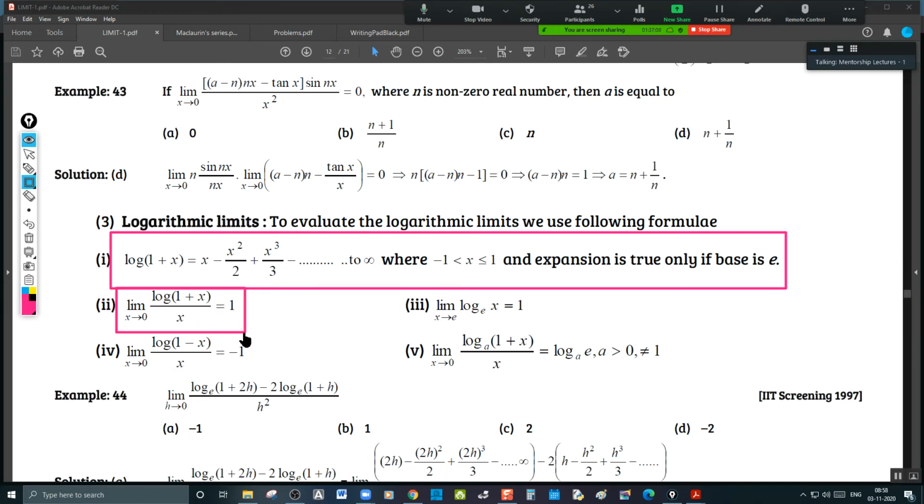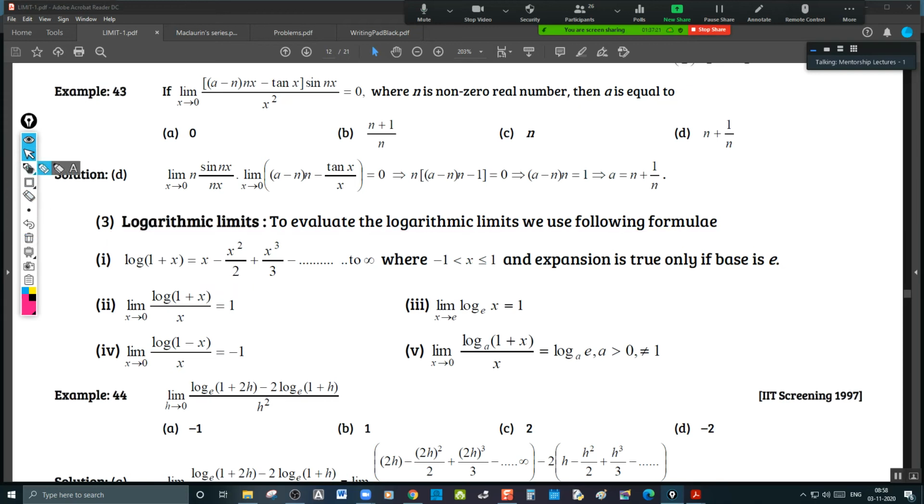You may be getting this frequently, and how this is to be remembered and how it is got, you know, that this 1 by x will be taken as a power, then this becomes log of 1 plus x whole power 1 by x. That becomes e to the log, and log e to the base e becomes 1. And of course, we will be getting problems on this one. Then we will discuss this again.